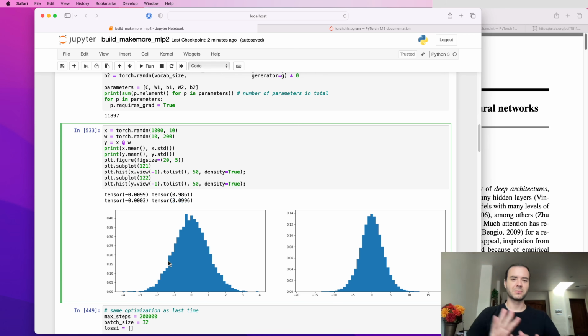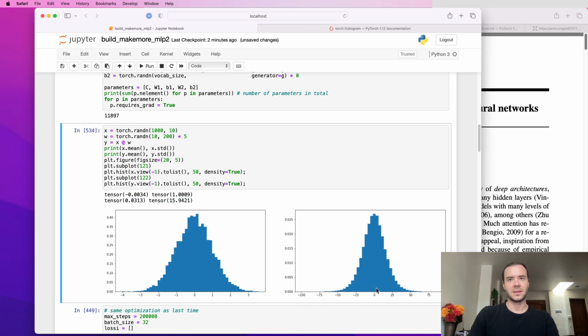And we don't want that. We want most of the neural net to have relatively similar activations, so unit Gaussian roughly throughout the neural net. And so the question is, how do we scale these Ws to preserve this distribution and to remain a Gaussian? Intuitively, if I multiply the elements of W by a larger number, like say by 5, then this Gaussian grows and grows in standard deviation. So now we're at 15.